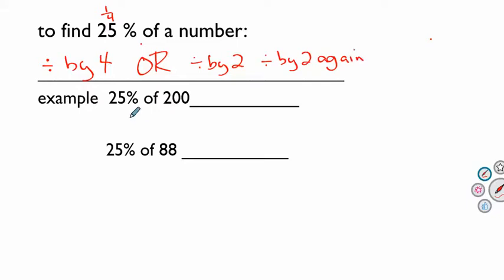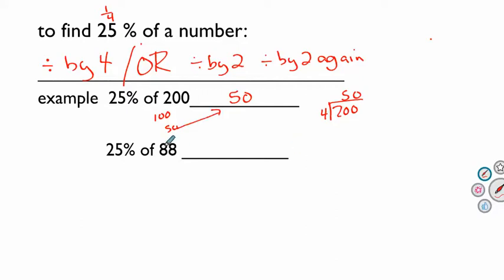So 25% of 200, I can divide it by 4. 200 divided by 4 would go in 5 times, so that would be 50. Or, easier for me, divide by 2. Half of 200 would be 100, and half of that again would be 50. That's how I come up with 50.